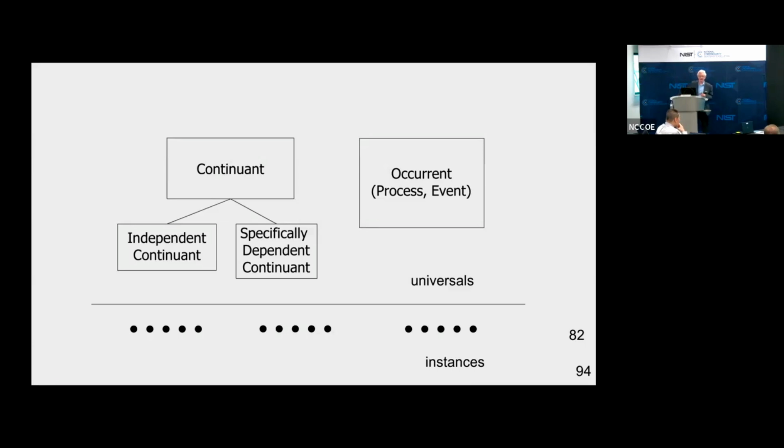So we have independent continuants like people, planets, tables, molecules, and we have what we here are calling specifically dependent continuants, which means things like shape, color, temperature, and so forth. So qualities, in other words. Also roles, we'll come to that. And then we have processes. And all of these are universals, and at the bottom you can see instances.